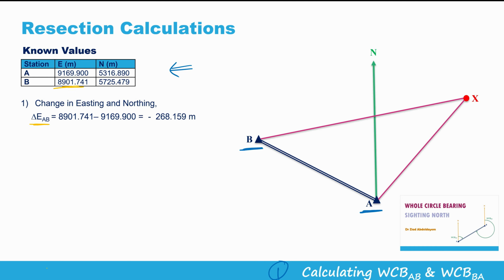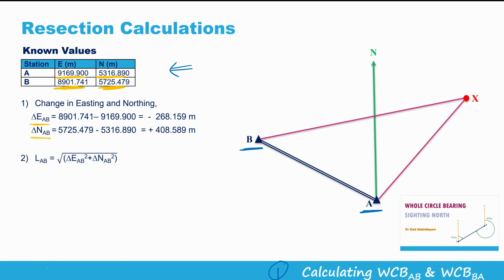This is easting of B. This is easting of A. So the difference between them will give you the change in easting. And similarly, the change in northing is northing of B minus northing of A. This is northing of B here from the table. This is northing of A. Okay, now I have the values of delta E and delta N.